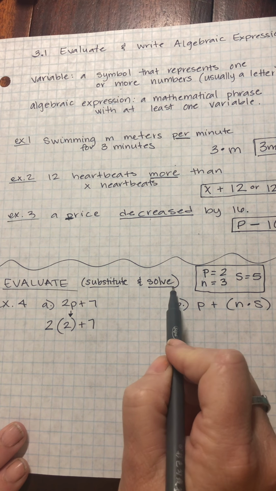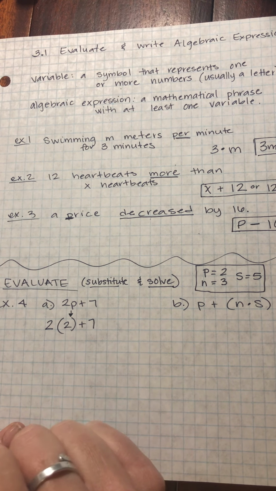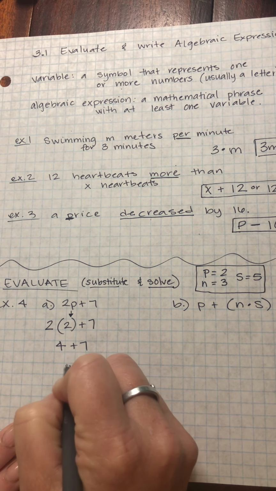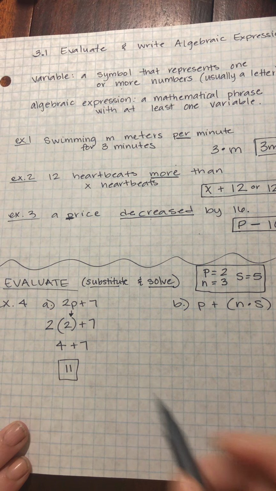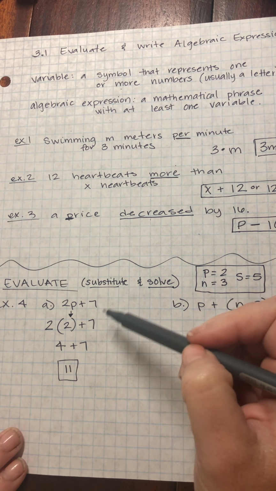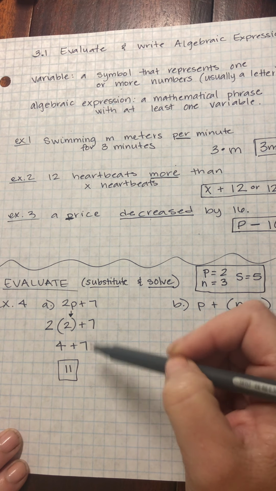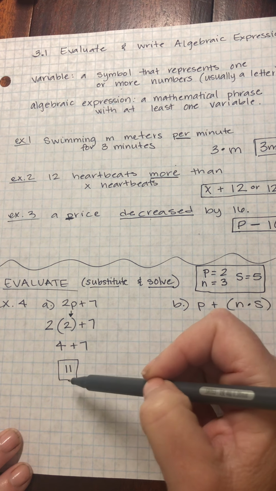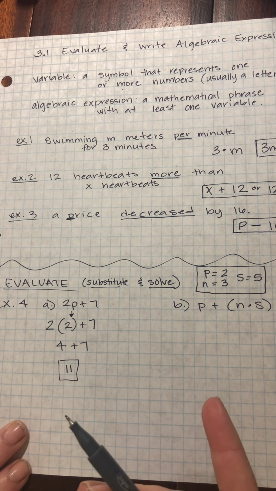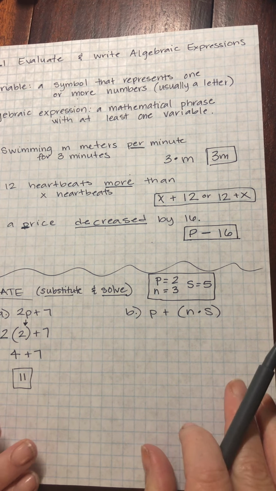And then the second part is to solve. So now that I've substituted, I can just go ahead and use my order of operations. So multiplying first gives me 4, plus 7 gives me 11. And in a problem like this, and we're going to be doing a lot of these, I'm going to be looking for your work. So I might say that this is worth 3 points. So that means I'm looking for a couple lines of work along with your answer. If all I get are answers, I can only give you 1 point for what I see. So please be sure to show me your thought process.